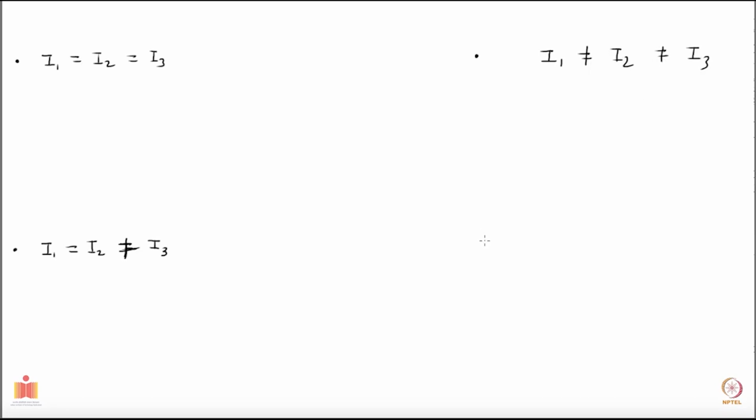And there's a fourth possibility, which is partly included in one of these, is that one of the moments is 0. So let's call it I3 equal to 0. Okay, I'll come back to this one. So here I want to write one of the moments to be 0. Okay, let's look at this first case when all the three moments are equal.